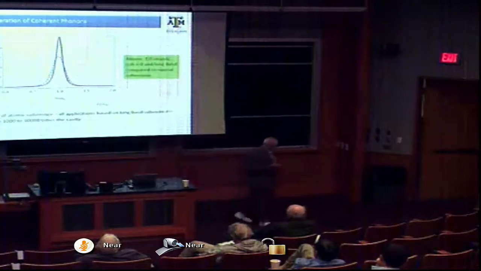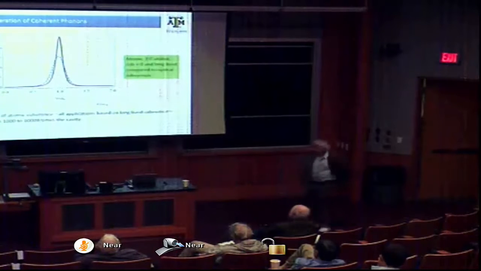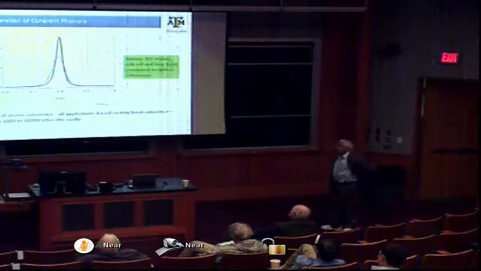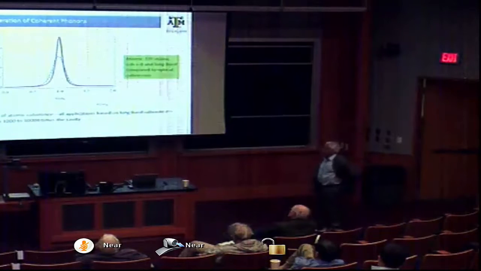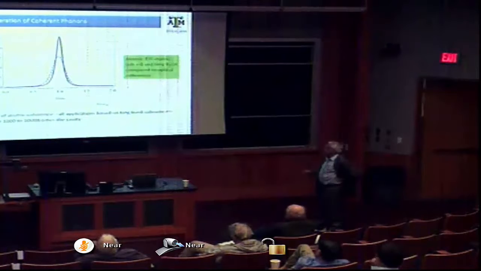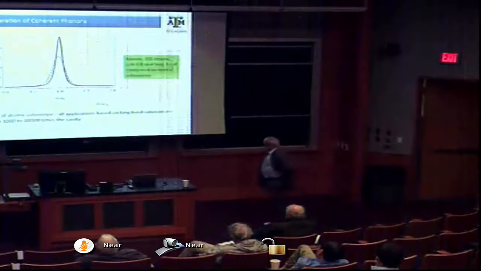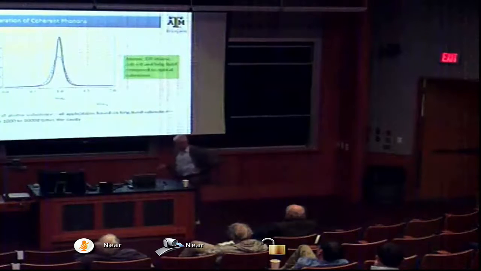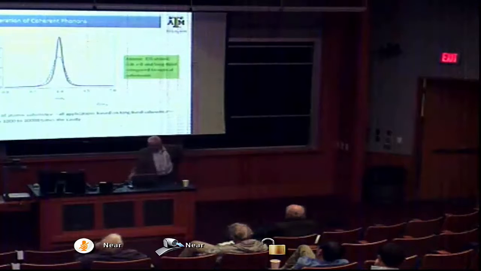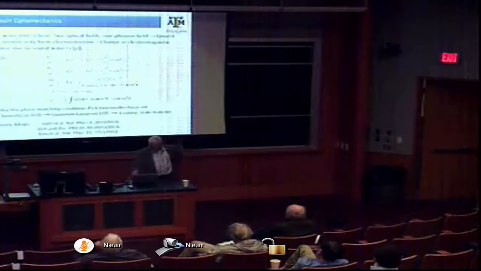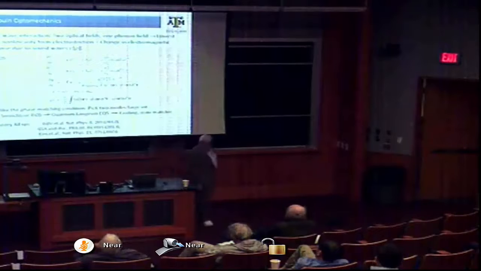Okay, in EIT in the atomic system, we know that the atomic coherence is very important, and so for our optomechanical systems, we generate coherent phonons. This is the phonon amplitude plotted as a function of the frequency relative to the mechanical frequency, and you see a very nice peak at this mechanical frequency, telling us that phonons are coherently generated.